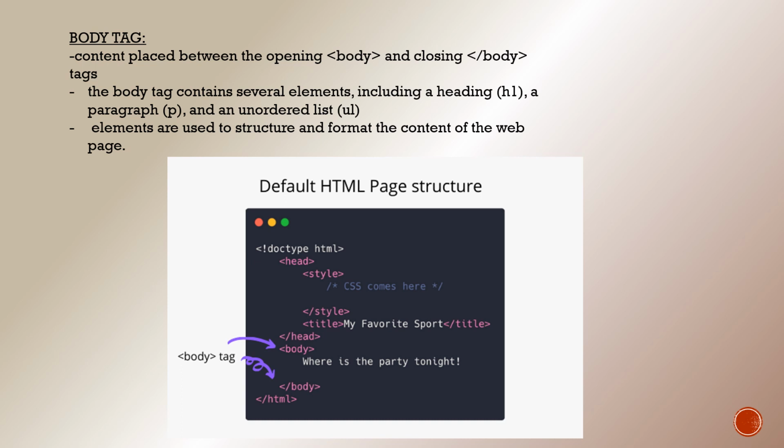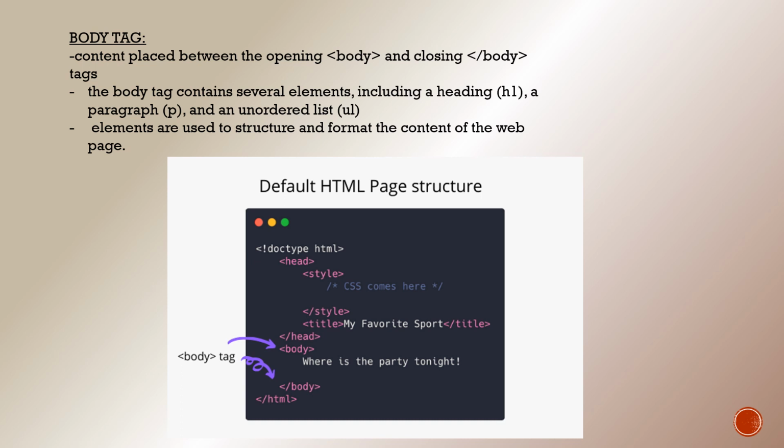The last one we are talking about is the body tag. The body tag content is placed between the opening body tag and will be closed by the closing body tag. The body tag generally contains several elements including heading H1, paragraphs, and unordered list. This heading H1 would be like, we'll be having H1 to H6 sizes in HTML. We'll be talking about this in the next few moments again. These elements are used to structure and format the content of the web page.